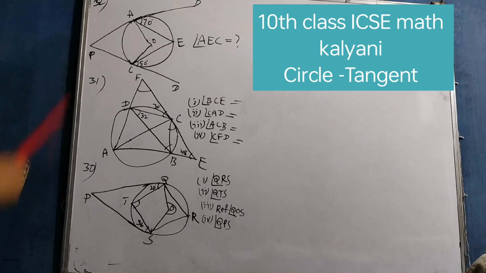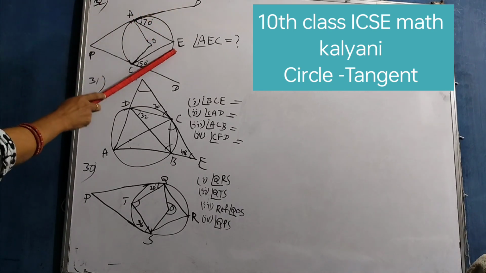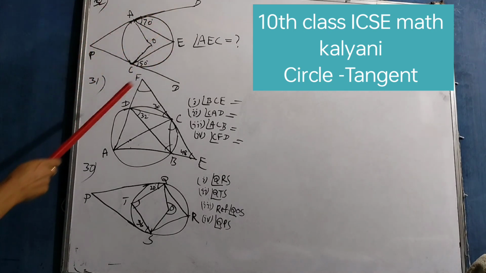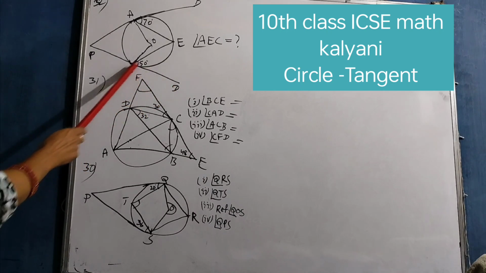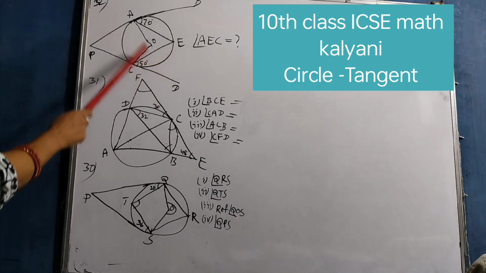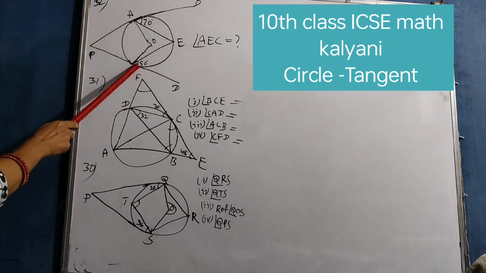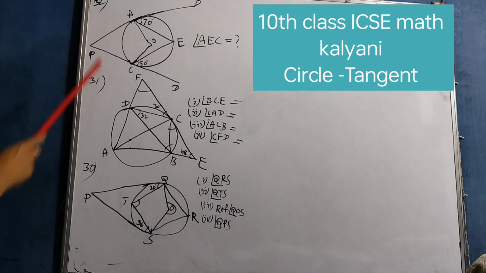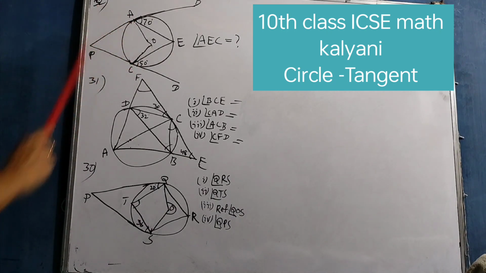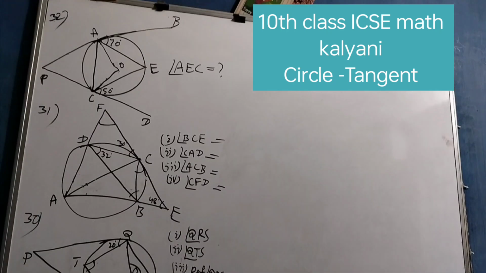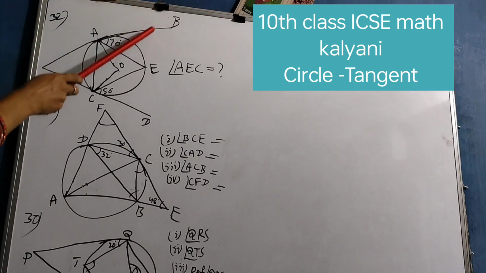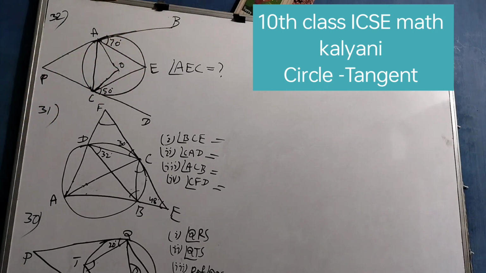Given angle BAE equal to 70 degrees and angle DCE equal to 50 degrees, you have to find angle AEC. How can you find this one? First, join AC. Now, BAC. Angle BAE equal to 70 degrees.